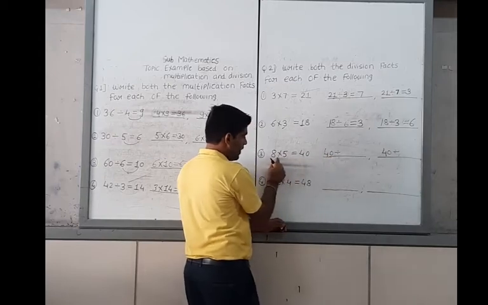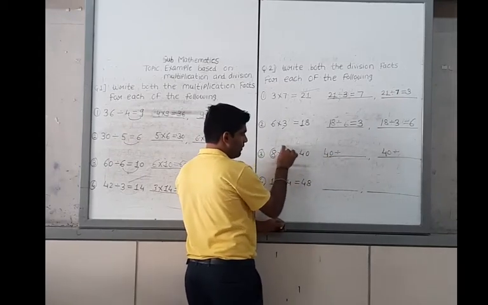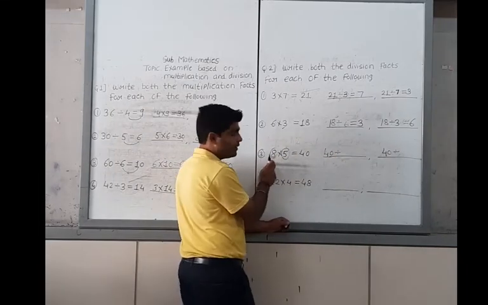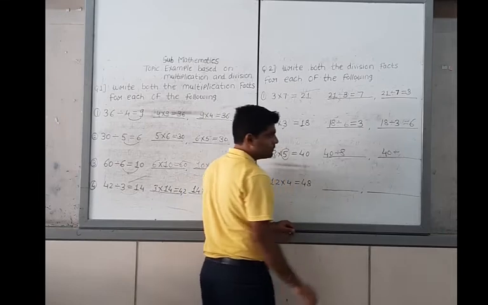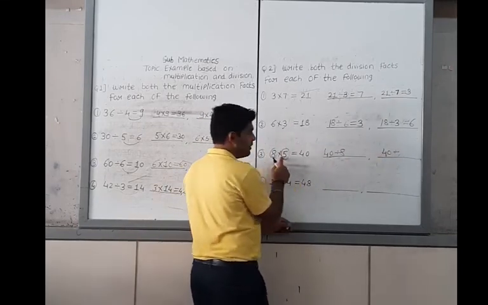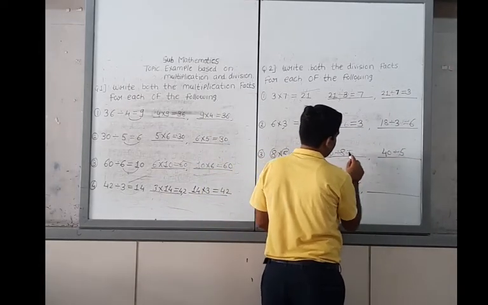First one, we have to divide it by 8, and the second one, we have to divide it by 5. We have to write down 40 divided by 8. And the next one is 40 also divided by 5. This is the second one. Now we have to solve it.